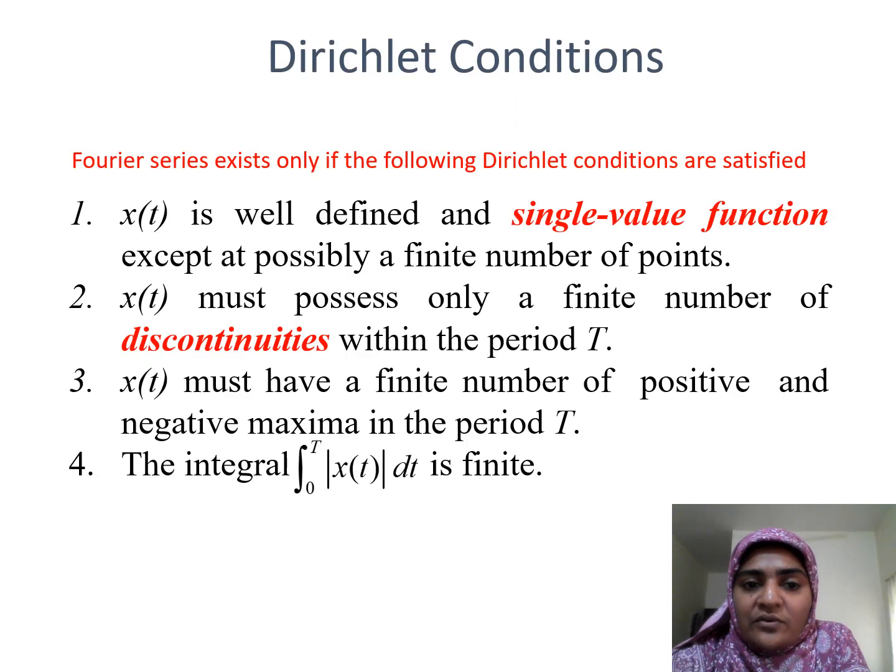So these are the equations for finding out those values, and Fourier series exists only if the following Dirichlet's conditions are satisfied. The first condition is x of t is a well defined and single valued function, and the second is x of t must possess only a finite number of discontinuities within the period T. And the next point is x of t must have a finite number of positive and negative maxima in the period T. And the last condition, the integral of x of t dt is finite.